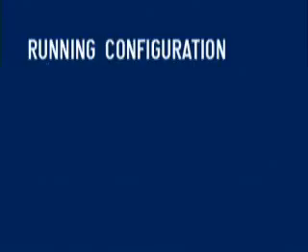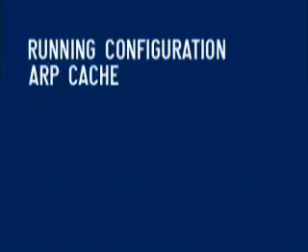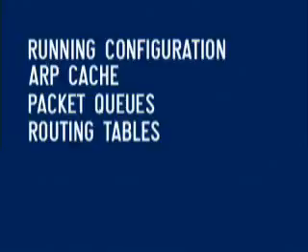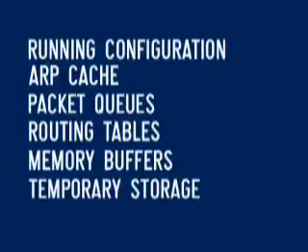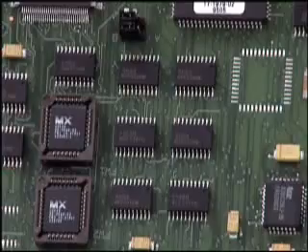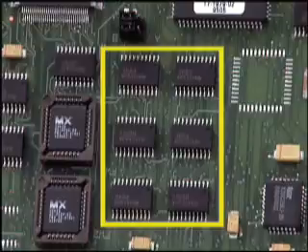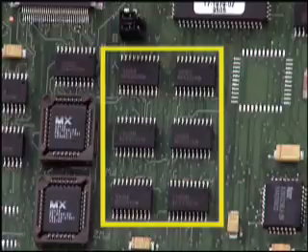Some of the other types of things kept in RAM are the running configuration, the ARP cache, packet queues, routing tables, memory buffers, as well as temporary storage for the operation of the router. When the power to the router is shut off, everything that was in RAM is lost. We keep a copy of the router configuration in NVRAM, or non-volatile random access memory. NVRAM doesn't lose its contents when the power to the router is shut off.